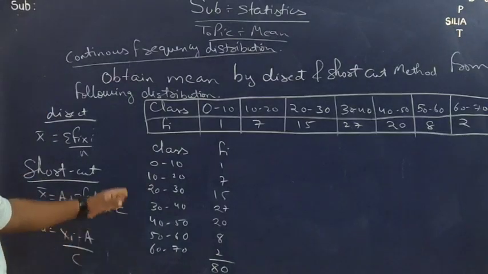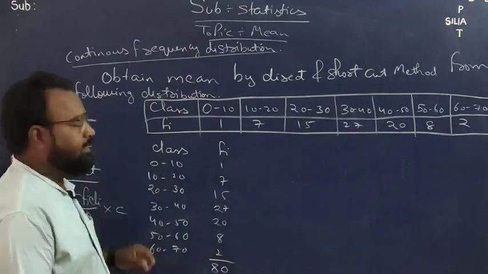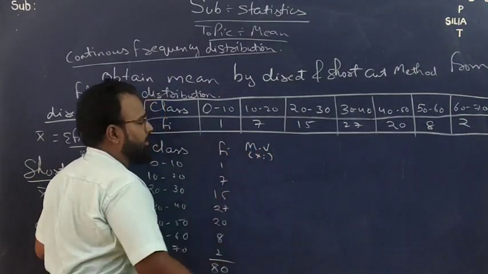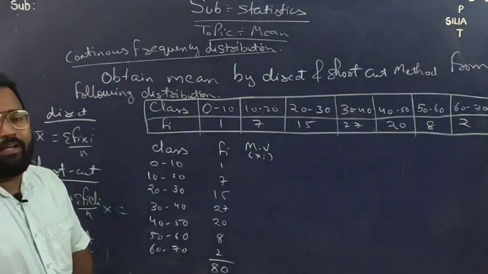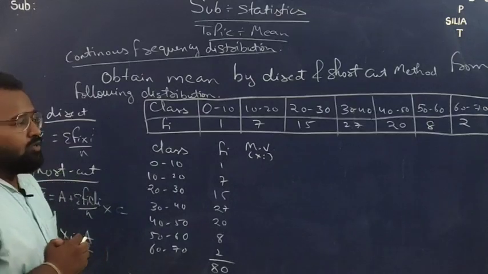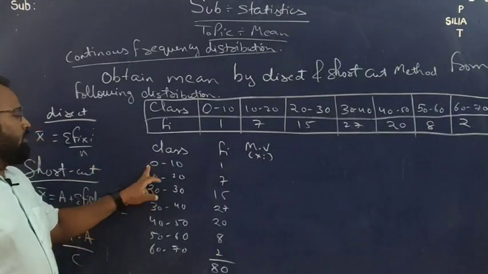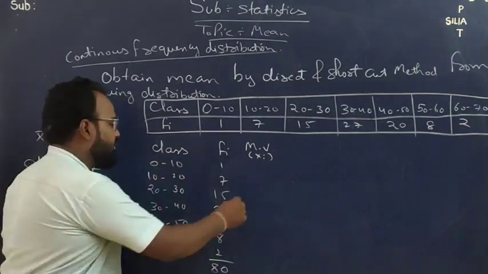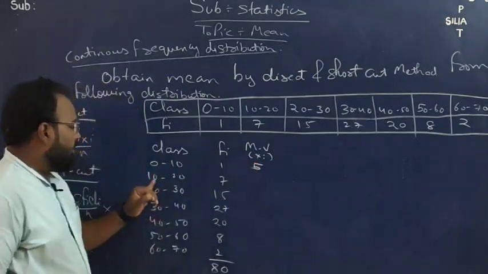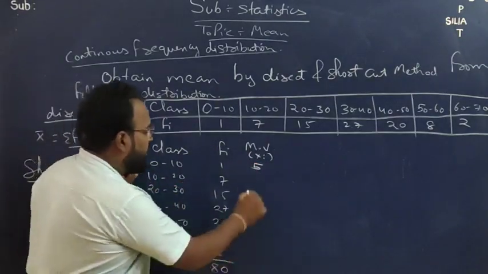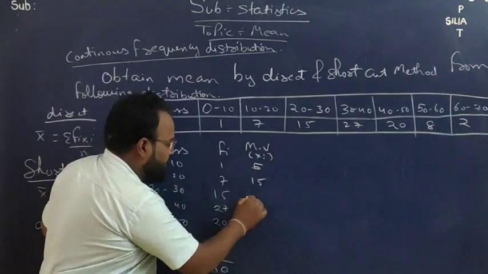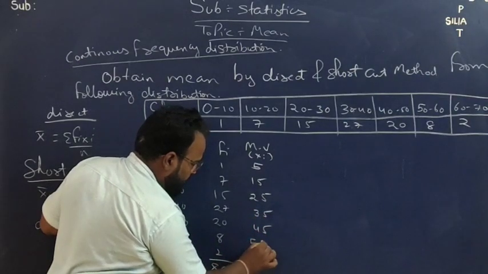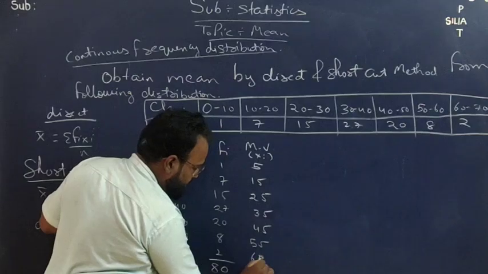So students, here we have written the class and the frequency, but after that it is compulsory to find MV, or in short we can say xi. What is MV? MV equals mid value. So to find the mid value, lower boundary point plus upper boundary point divided by 2. So 0 plus 10 divided by 2, that is 5. 10 plus 20 divided by 2, that is 15. Then 25, 35, 45, 55 and last, that is 65.